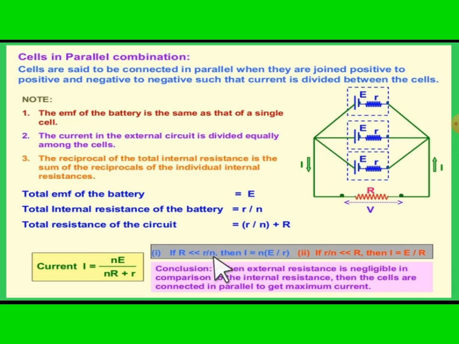If external resistance is very small compared to r by n, that means your nR is very small. So what happened? It will be equal to what? nE divided by r. Got it? So as the factor n is there, it is profitable. If you are having 2 cells, then it will be twice. If you are having n cells, then it will be n times. So your parallel combination of cells is useful or profitable only when your external resistance is very small compared to the total internal resistance.